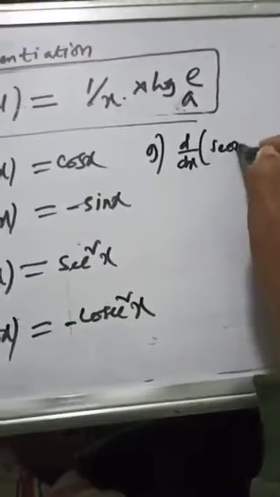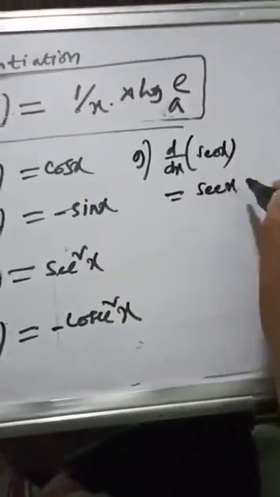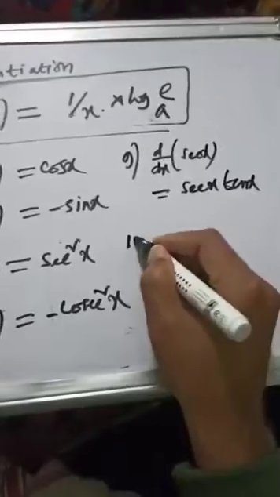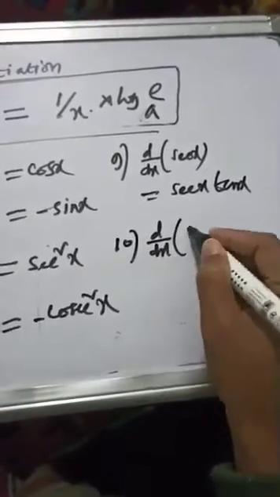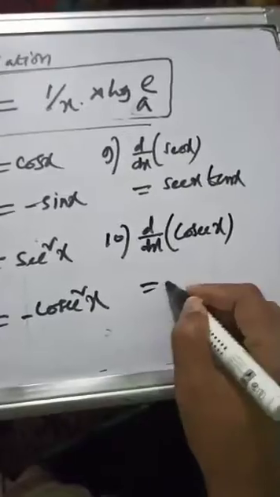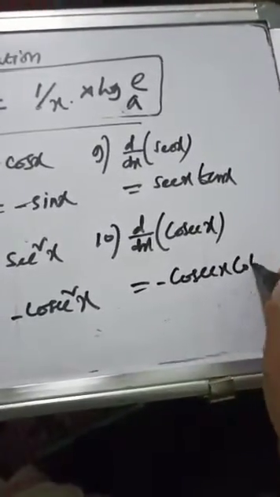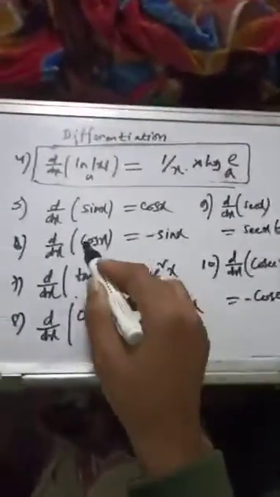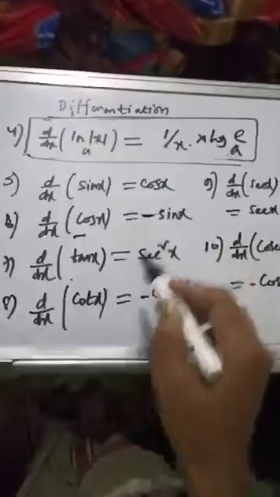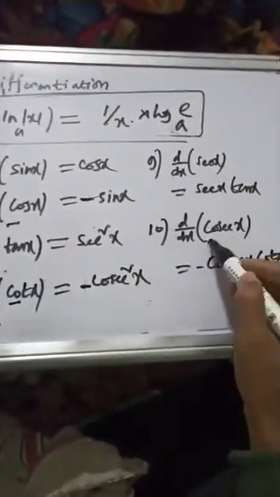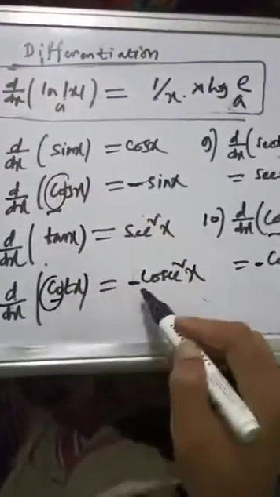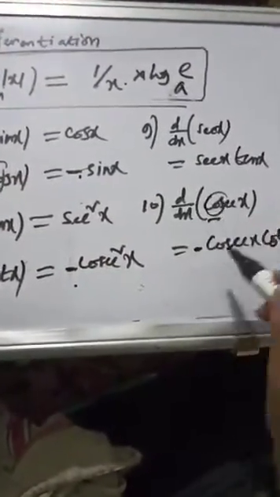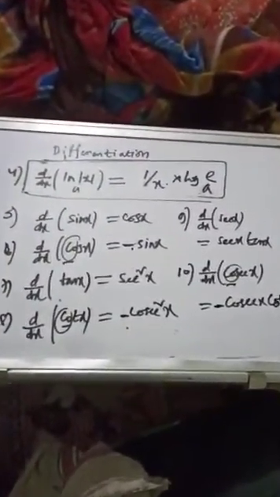d/dx of sec x is sec x tan x, and d/dx of cosec x is minus cosec x cot x. If you observe, whenever there is a co, we get a minus. If there is co something, then its differentiation gets a minus. You can remember this. These are the formulas of trigonometric function differentiation.